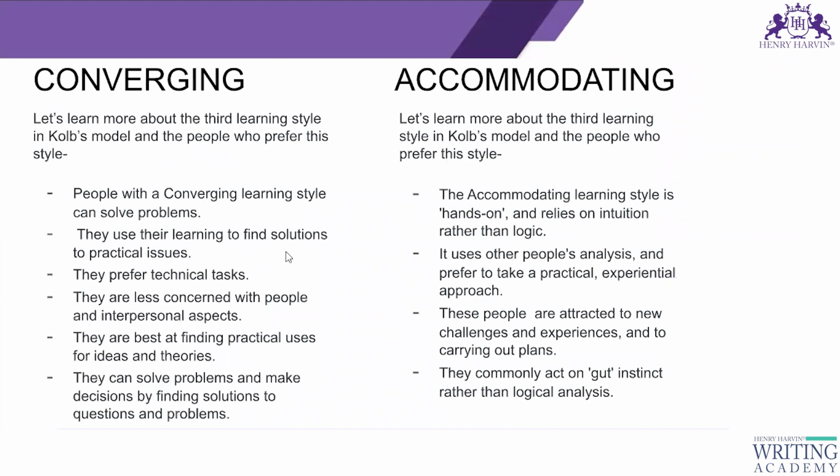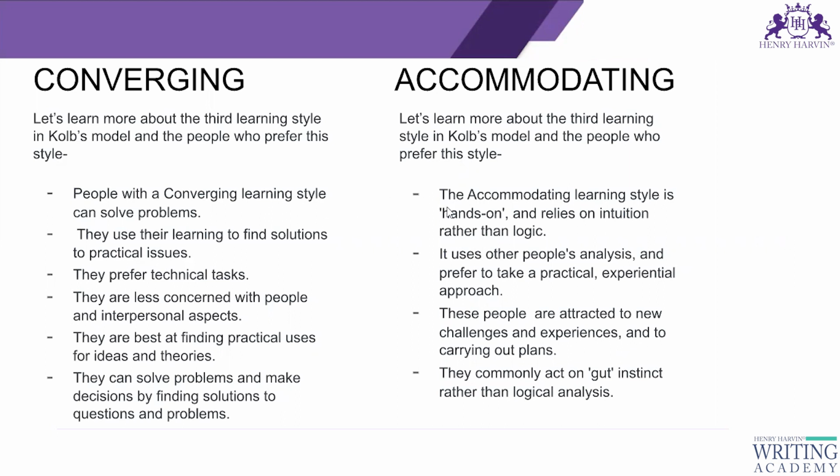Next, converging. Here, more people fall under this area. People with converging learning styles can solve problems. They use their learning to find solutions to practical issues, because the next phase itself includes experimentation. They prefer technical tasks. They are less concerned with people and interpersonal aspects. They are the best at finding practical uses for ideas and theories. They can solve problems and make decisions by finding solutions to questions and problems.